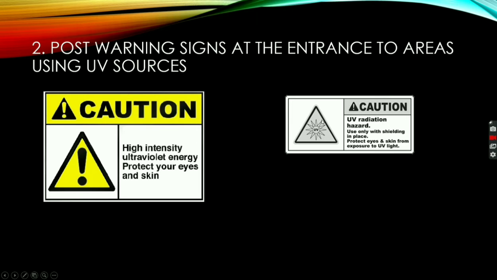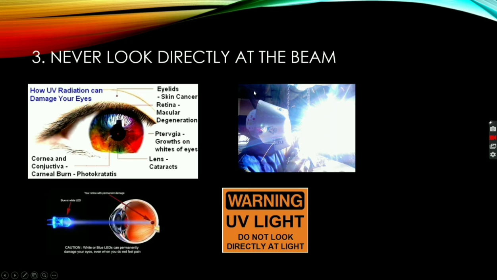The next one is never look directly at the beam or at the UV light. As we can see, these are the effects of UV radiation that can damage our eyes. So yeah, this is the lens, and this picture shows that when the person is exposed to UV light, he is using PPE to protect himself.